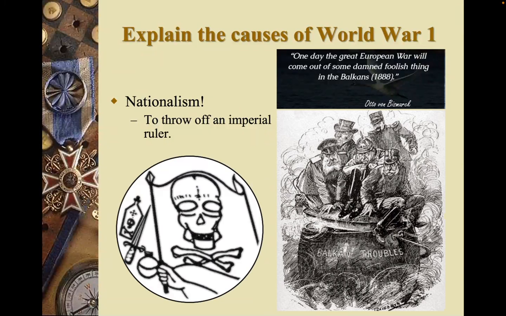This was called the Black Hand, and the Black Hand symbol is the circle that you see on the left. The goal of the Black Hand was to achieve Slavic independence in the Balkans. Now, these leaders, as shown by this political cartoon, knew this was a hotbed, but they weren't ready to give these people their independence because it would cause great rivalries for power in the region.